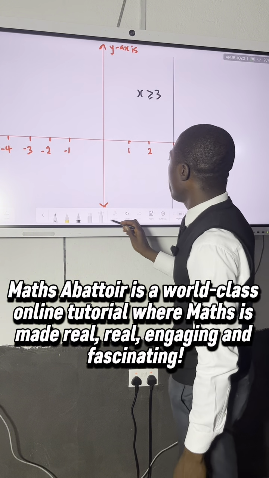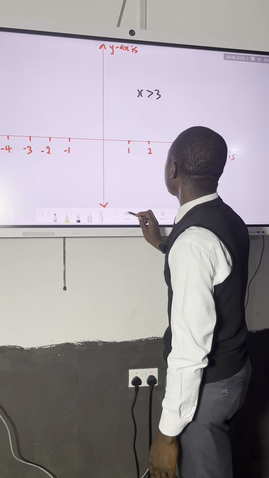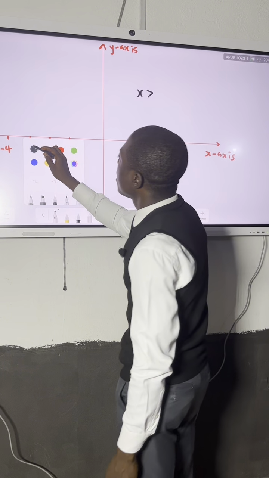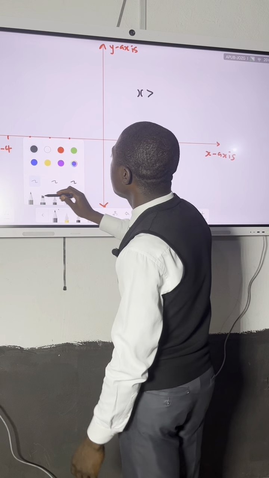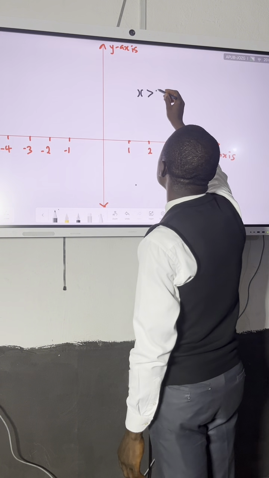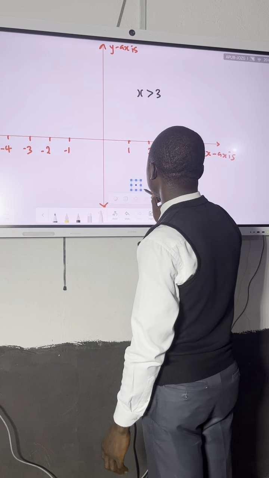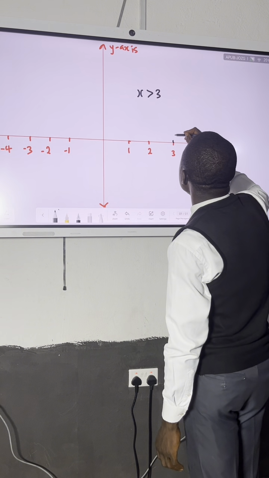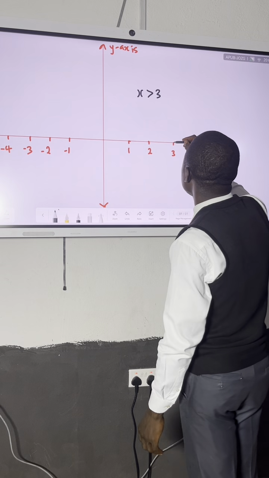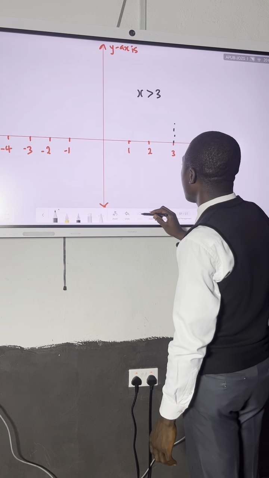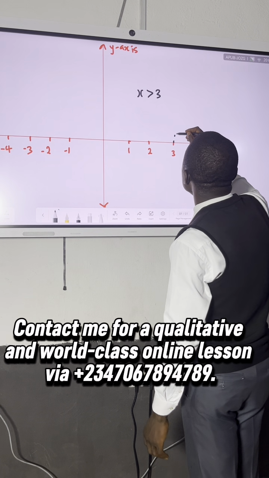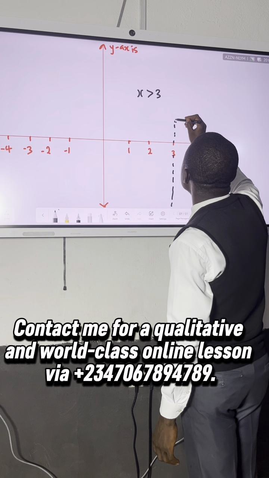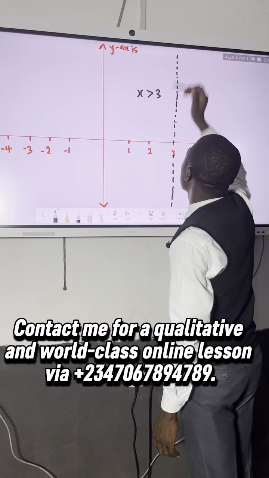But because the question says we should represent x is greater than 3, just greater than 3, see what we are going to do? Because it's just greater than, not greater than or equal to, we are going to draw a dotted line across 3. Where 3 is standing, we draw a dotted line across where 3 is standing.